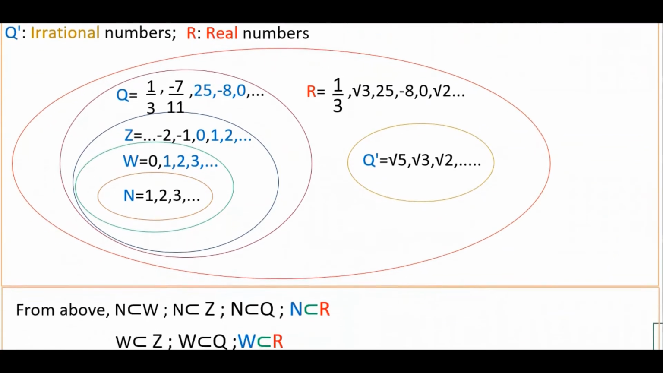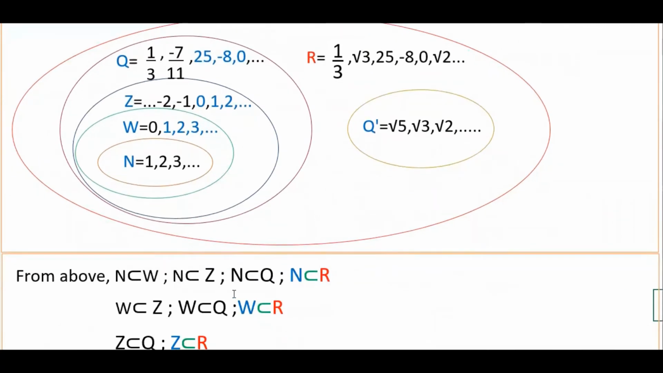So now you can write the subsets for real numbers. First see here natural numbers. So here N is a subset of W. This is whole numbers. N is a subset of Z, and N is a subset of Q, as well as N is a subset of R. So this includes natural numbers also. So N is a subset of R.